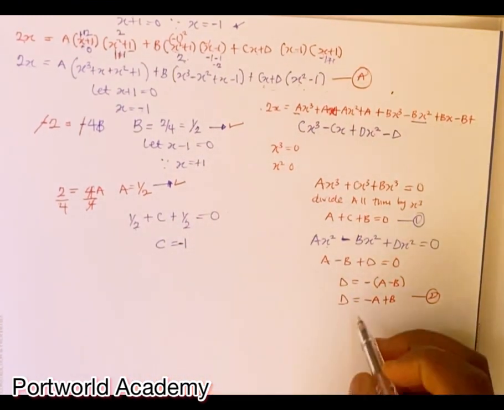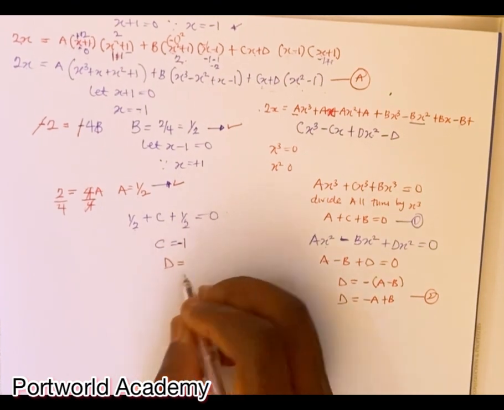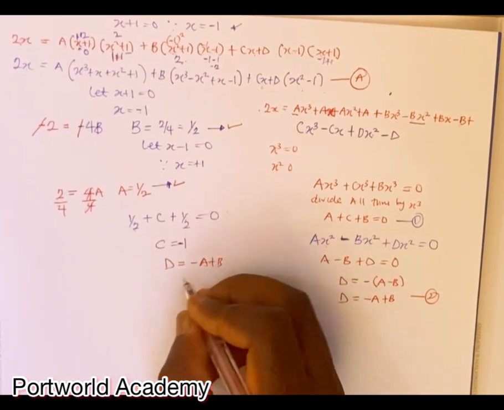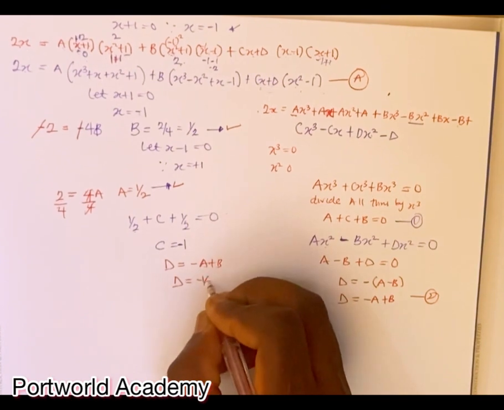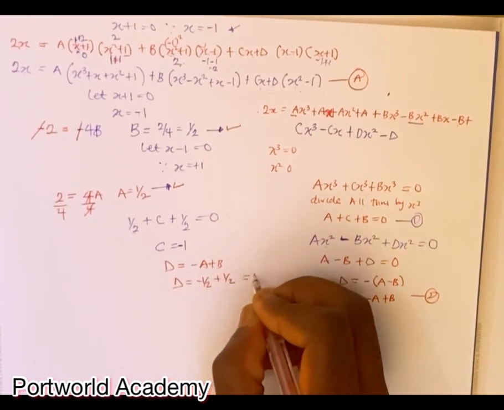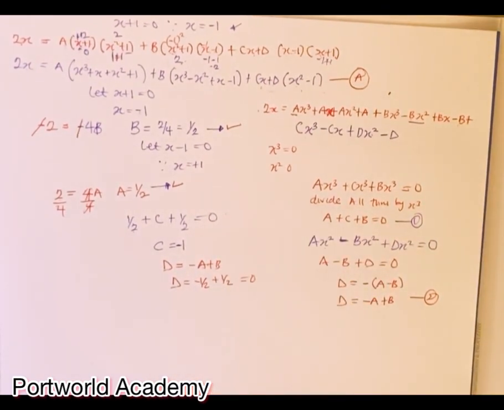So then let's just move to my d. My d equals what? That's minus a plus b. Then I'm having my d equal to minus 1 over 2 plus 1 over 2, which equals what? 0. So that's just it.